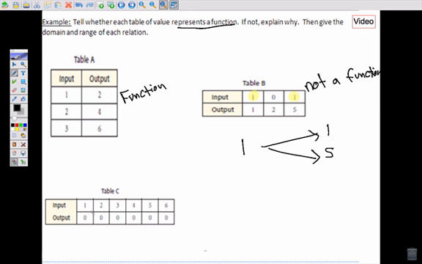Table C down here, we have inputs 1 through 6. They all map to 0, or they all match up with 0. As far as a function goes, that is fine, because each input maps to only one output. All right, 1 maps to 0, 2 maps to 0. It's not like later you have 1 mapping to 5. So because each input maps to exactly one output, this is a function.